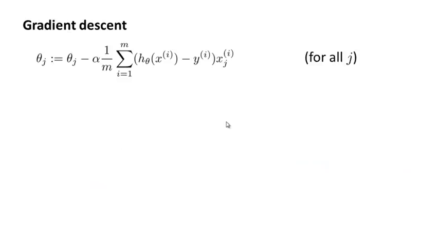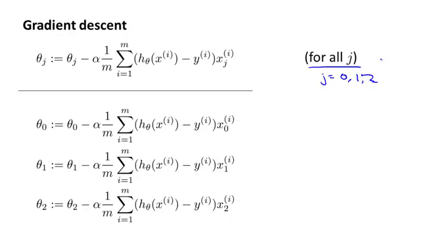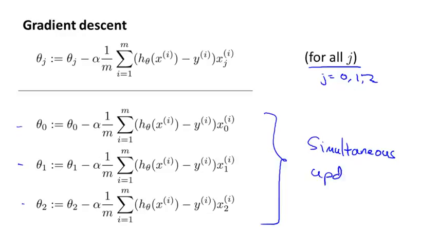Let's now look at a more sophisticated example. Just to remind you, here's our update rule for gradient descent for linear regression. We update theta j using this rule for all values of j equals 0, 1, 2, and so on. If I just write out these equations for theta 0, theta 1, theta 2, assuming we have two features, so n equals 2, then these are the updates we perform to theta 0, theta 1, theta 2, where you might remember my saying in an earlier video that these should be simultaneous updates.